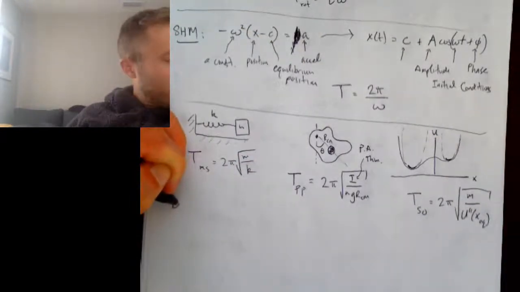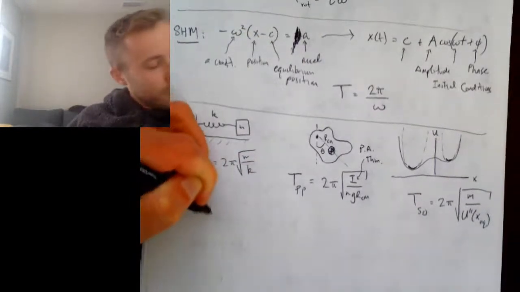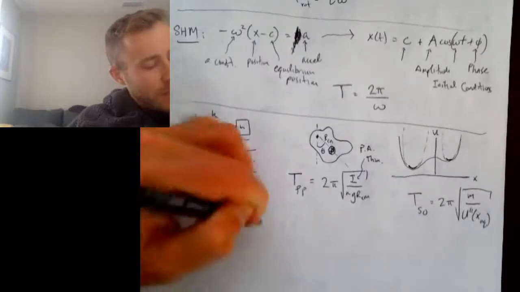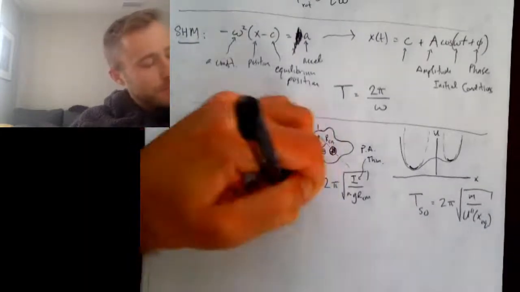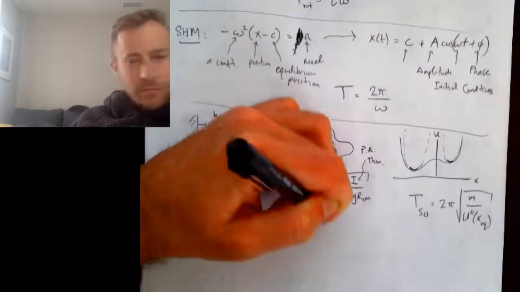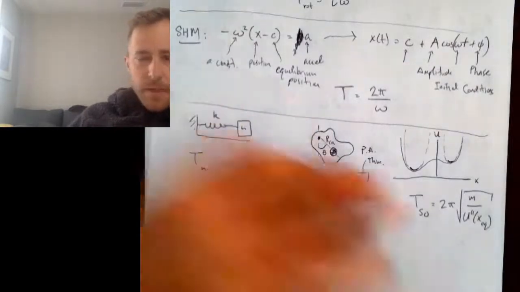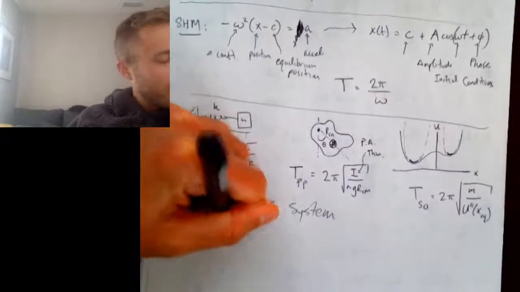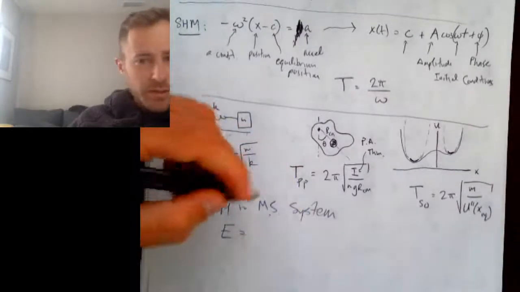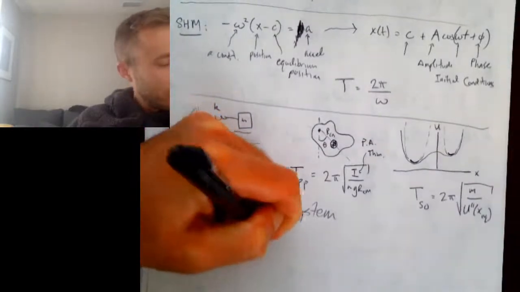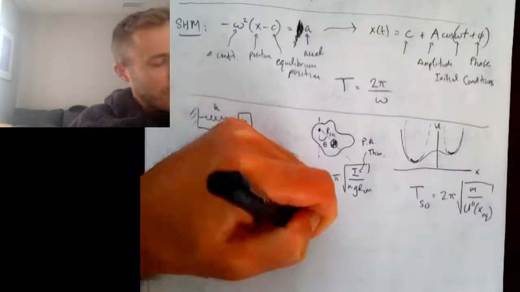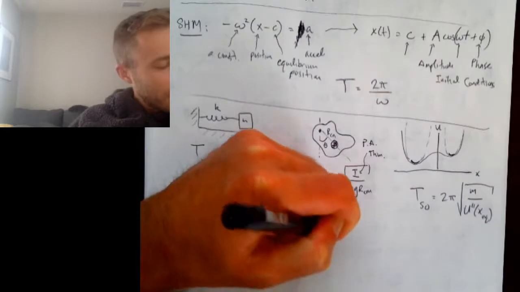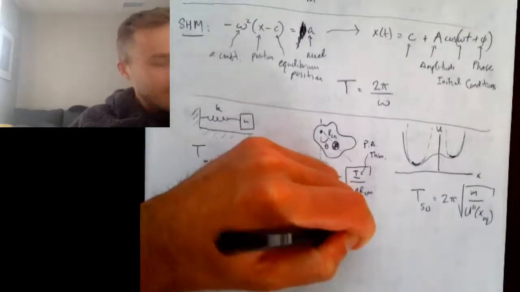We talked about energy in the mass spring system. In the mass spring system, we have kinetic energy and potential energy. The kinetic energy is 1/2 m v squared. The potential energy is 1/2 k x squared.